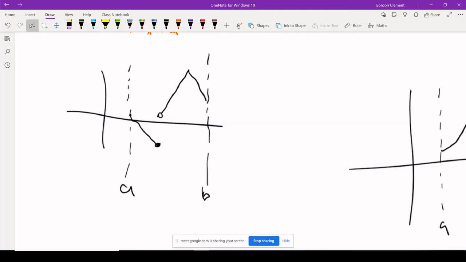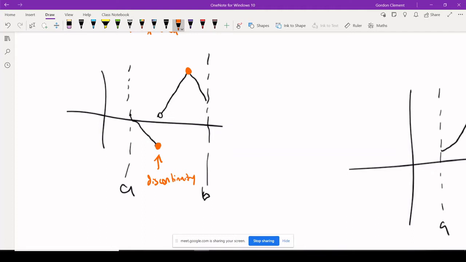What's going on here? Where's my max and where's my min? And then, what's special about those points? What's going on there, mathematically speaking? So we might call this a discontinuity.